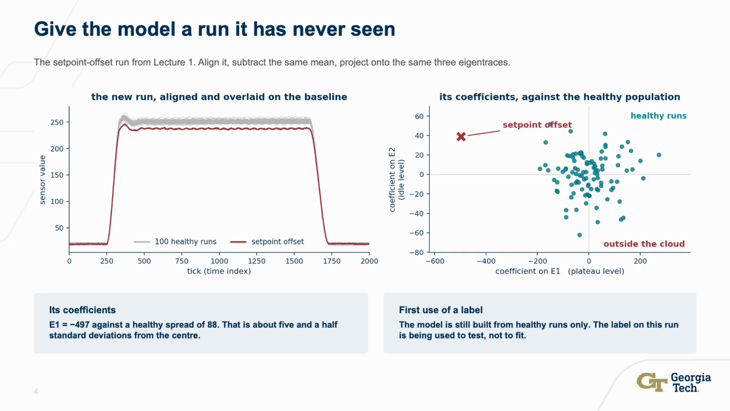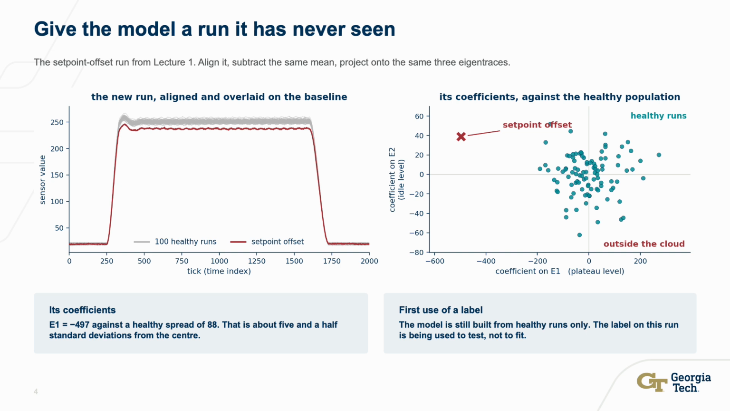One thing to say aloud: this is the first time in 2 lectures we have used a labeled faulty run for anything. Notice how it's being used. The model is still built from healthy runs only. The label is being used to test the detector, not to fit it. Keep the distinction. We will need it again in 10 minutes.